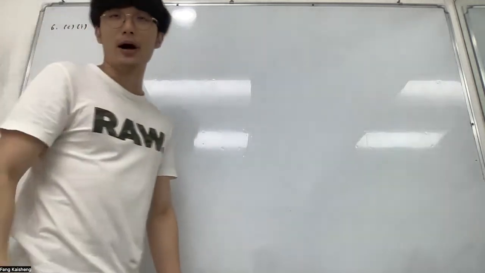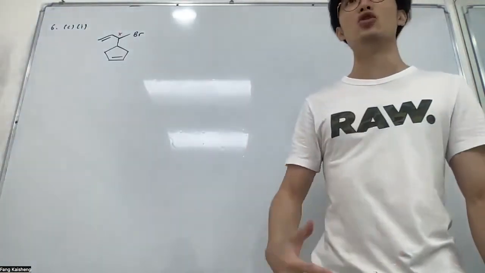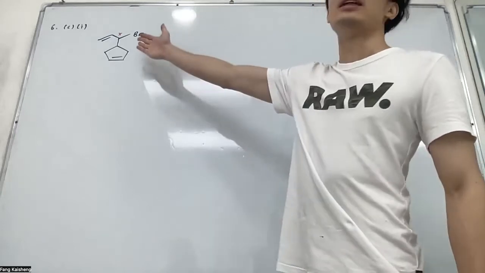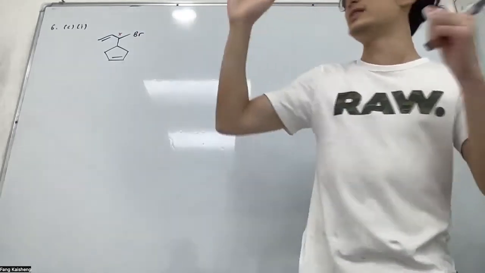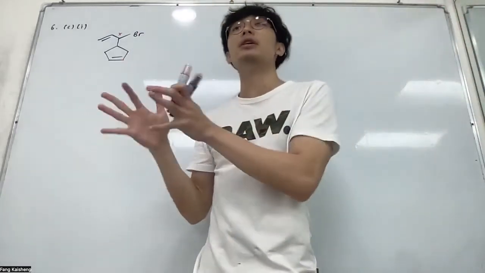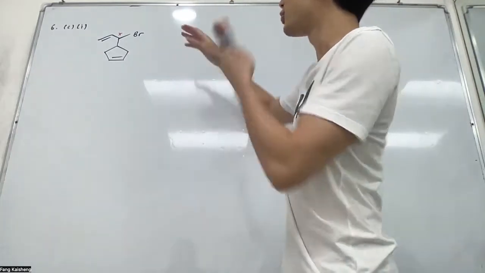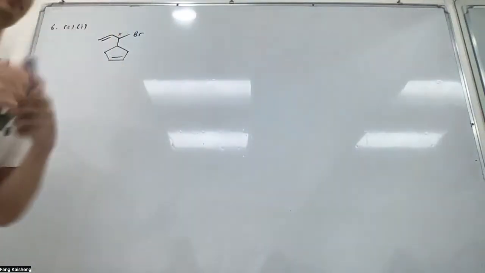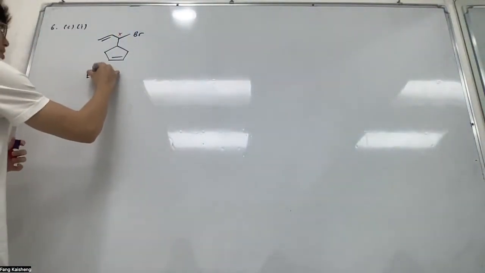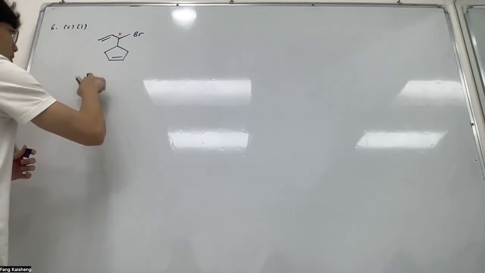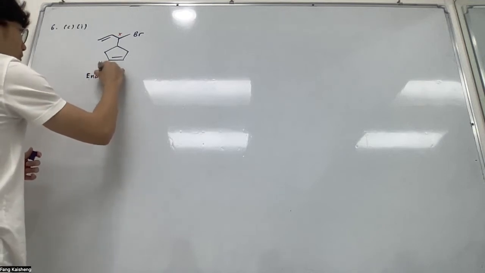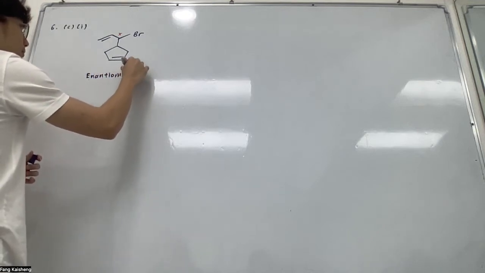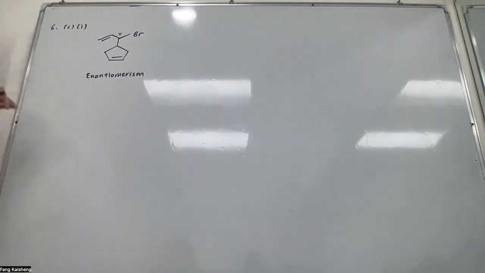What they want us to do now is to draw the enantiomers. We need to draw both its normal and its mirror image. So let's draw this guy out again. Let's leave a bit of space, and we first specify that this is enantiomerism. Once we specify this, I want you guys to draw the normal and mirror image. I'll show you how this is done first.